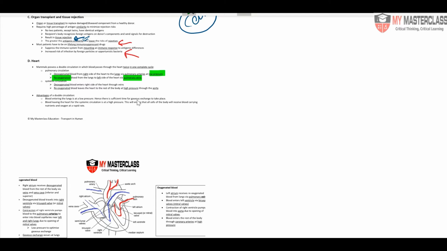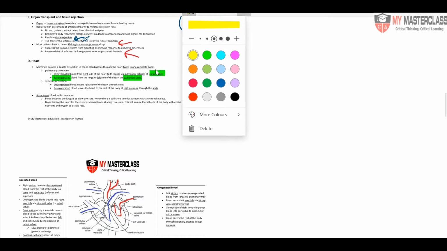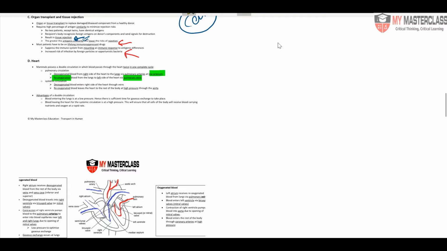Now we all know that arteries usually talk about blood going away from the heart, and usually it is oxygenated blood. But in this case, the pulmonary arteries are carrying deoxygenated blood, whereas the pulmonary veins are carrying oxygenated blood, which is why it says reoxygenated here.